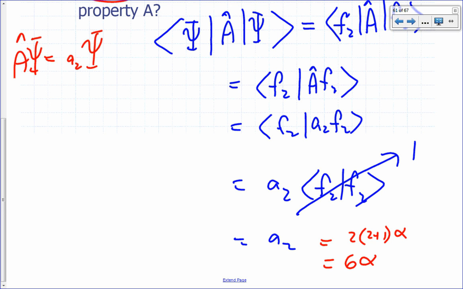So if psi happens to be an eigenfunction of an operator, then if you measure the property corresponding to that operator, you'll get exactly the eigenvalue. That's the only possible outcome you'll get. So we say the property has a definite value.